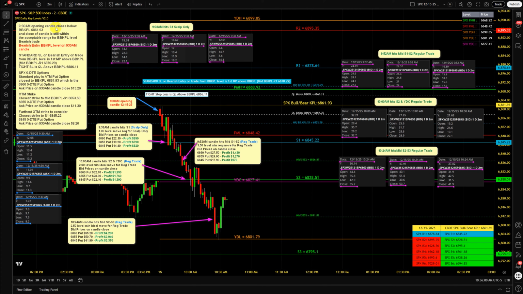Okay, so the 9:30 a.m. opening candle closes below the bull bear key price level for today, which is 68.6193, and the close of the candle is still within the acceptable range for a BBKPL level bearish trade. So that is your bearish entry signal for a BBKPL level bearish trade on the 9:30 a.m. opening candle. We are on the 2-minute chart.